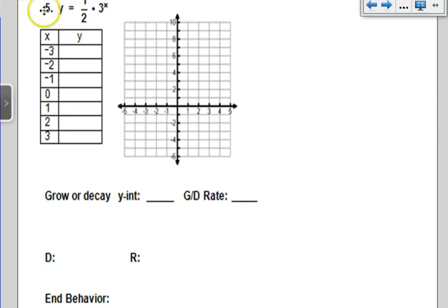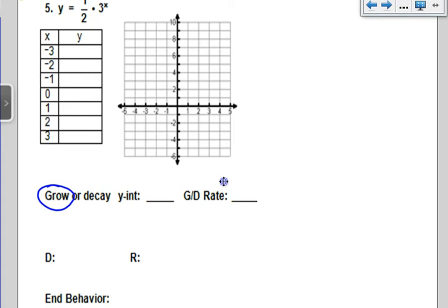Maybe not. All right. So 1/2 times 3 to the x power. I could use my calculator to fill in my chart. I just go to y equals and then plug in all those values. For the sake of time, I'm going to skip over that, but if you'd like to do that, go ahead and pause this presentation. When I fill in my chart, or when I look at my graph, I should be able to tell pretty quickly that this is a growth problem.